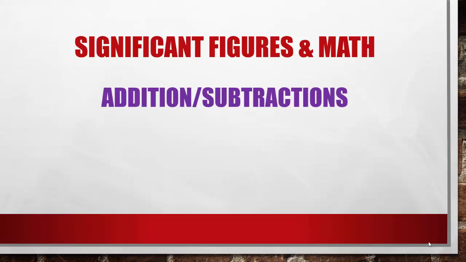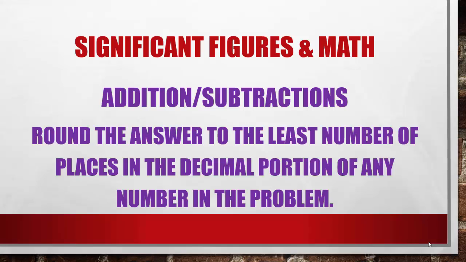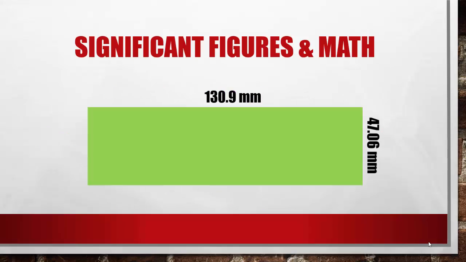For addition and subtraction, you round to the least number of places in the decimal portion. So let's go back to a rectangle.